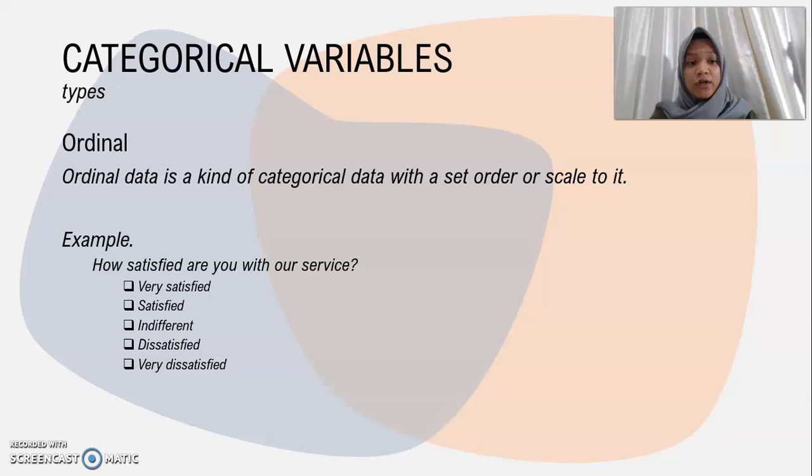The second type is ordinal. Ordinal data is a kind of categorical data with a set of order or scale to it. The example is, as you can see, how satisfied are you with our service? And below it is a set of scale, from the highest to the lowest: very satisfied, satisfied, indifferent, dissatisfied, very dissatisfied. This type of question, or also scaling, you can find in a questionnaire.